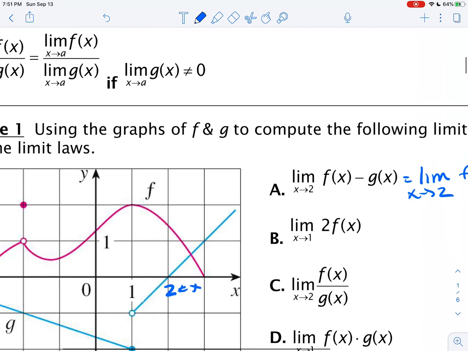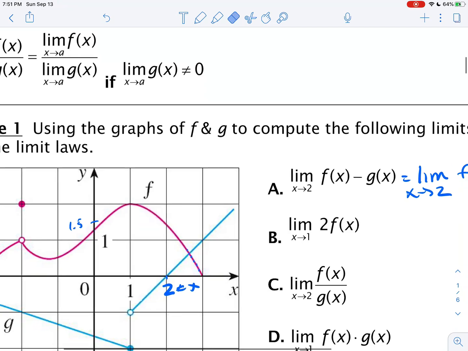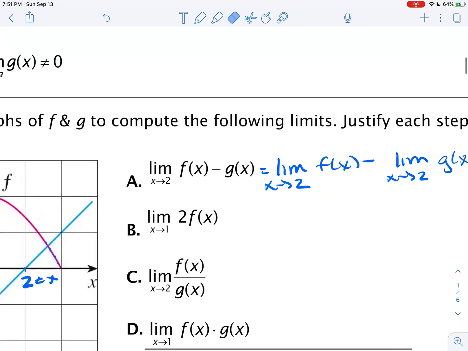As x approaches from the left, we have our function outputs approaching something that looks like 1.5. And from the right-hand side, we have that our function outputs are approaching 1.5 as well. So we can say that the limit as x approaches 2 of f of x is equal to 1.5.